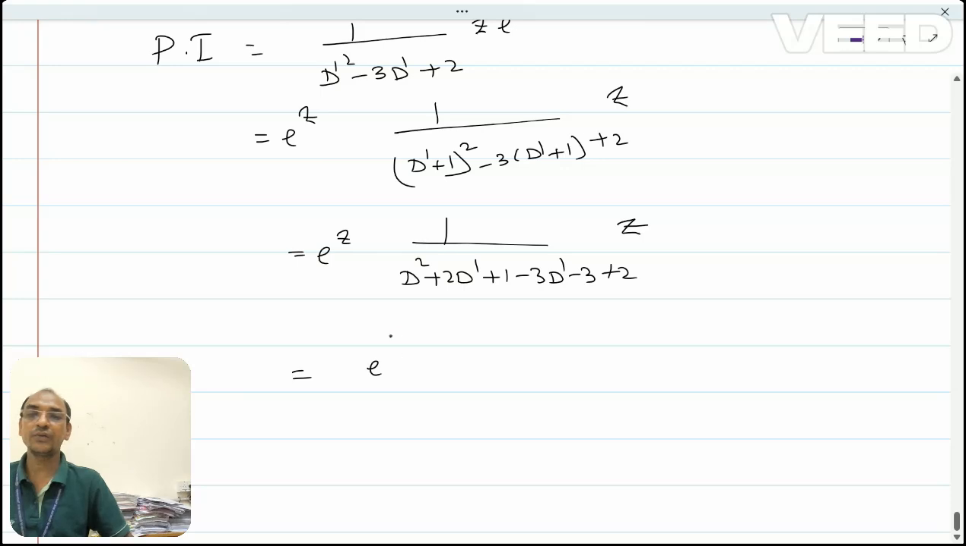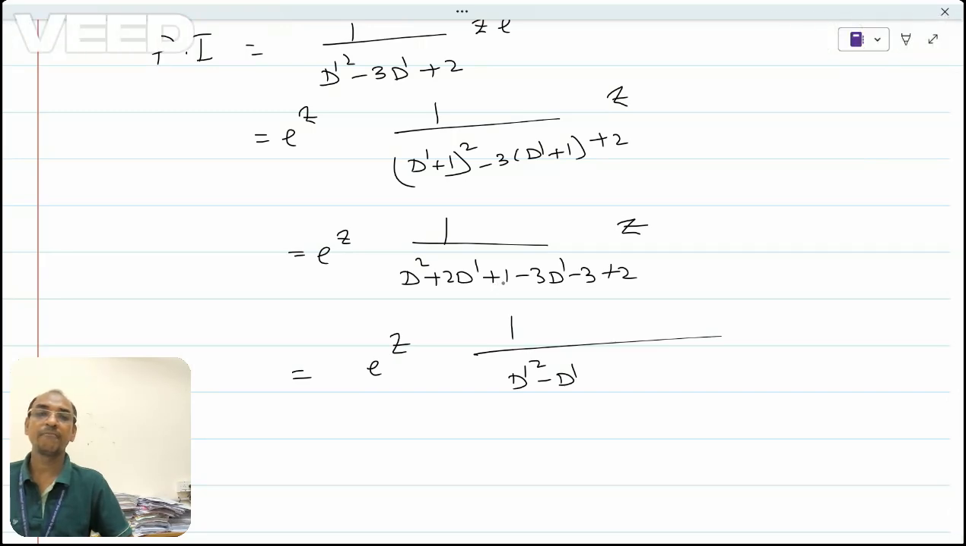It is equal to e^z 1 by D'^2 + 2D' + 3D' ... so D', and then 1 plus 1 plus 2, and the constants cancel. So this one, this 2, this 3 get cancelled into z.